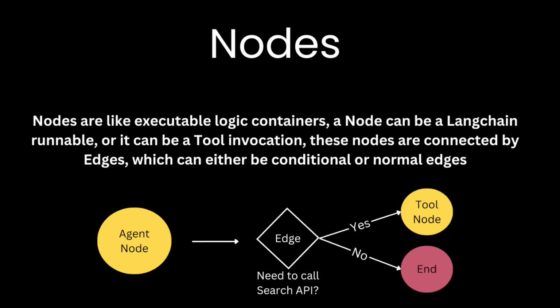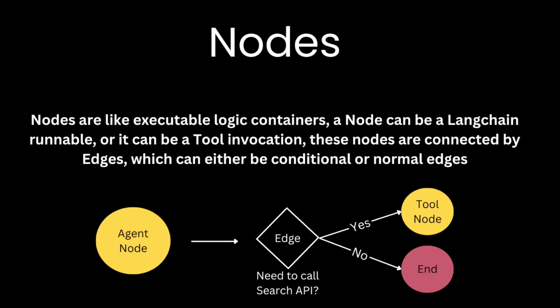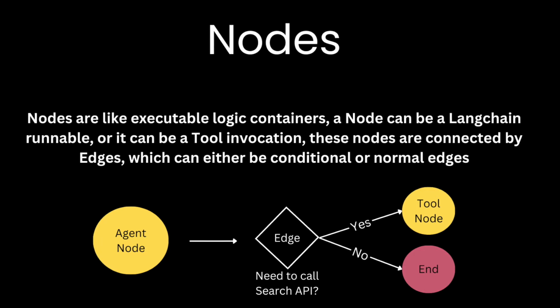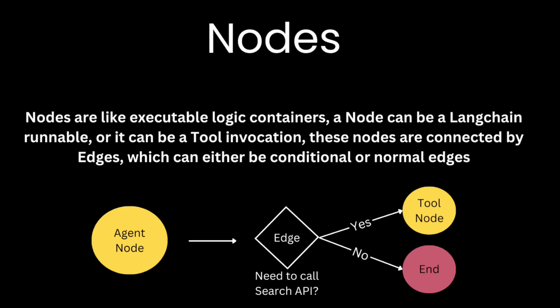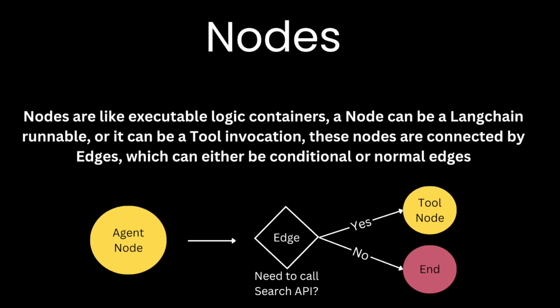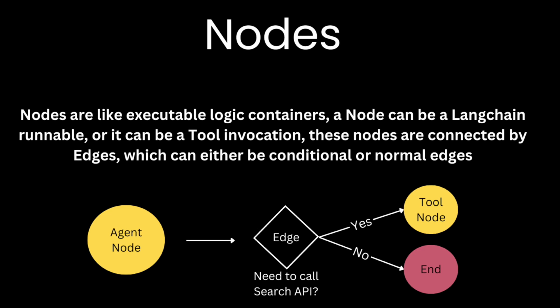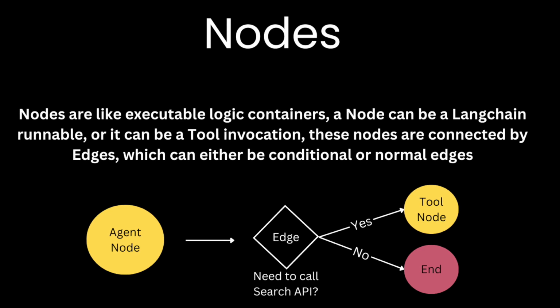Now, edges basically control how information flows from one node to the other. And there are two main types of edges. There is the conditional edge, which basically looks at specific conditions and decides what to do next.